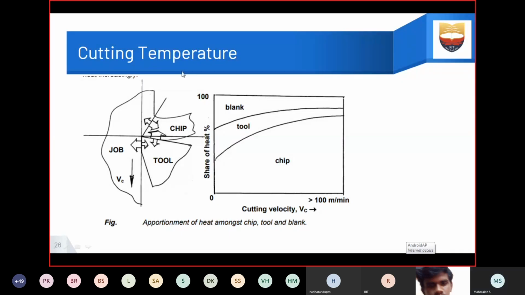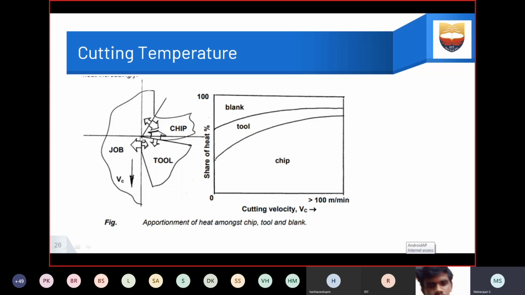Next, the cutting temperature. For example, heat is generated in the shear zone and the chip interface area, as well as the area where the job and tool meet, the flank face area. Most of the heat generated here will be taken away by the chip. Some heat enters the tool, and some heat enters the job. If heat enters the tool, then the tool wear will be higher. So we need to take care of the tool.